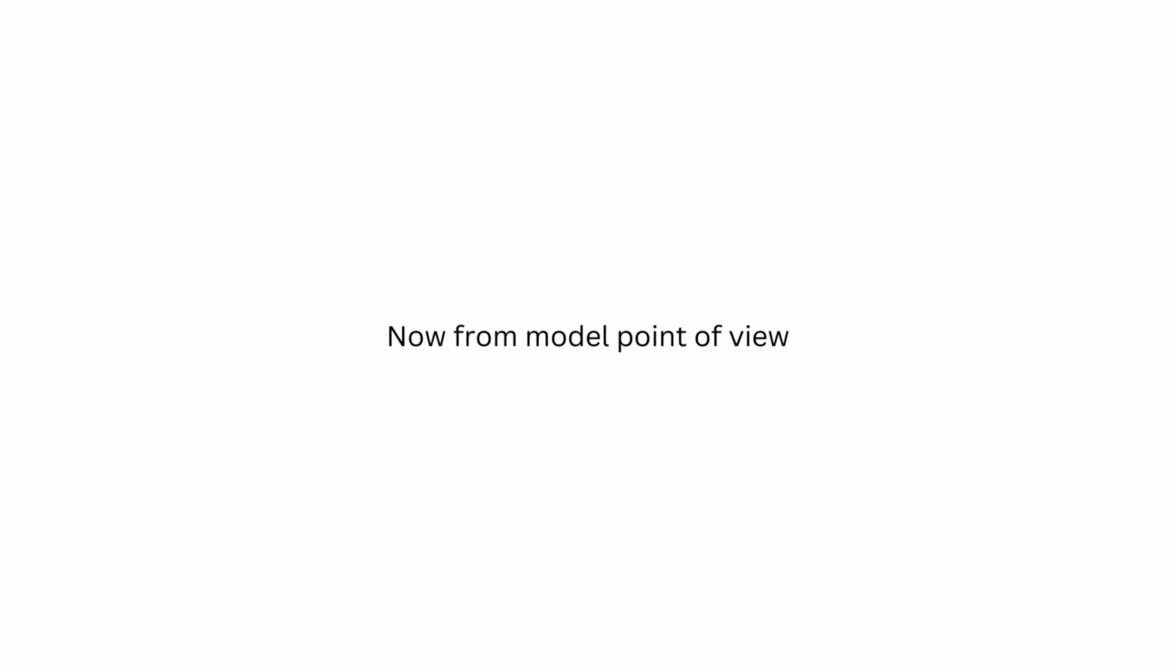Now let's see the model point of view. The model should be fast in predicting the output. The model should have a good accuracy rate. The model should not be overfitted. Overfitting is the term used for the model that performs well in predicting the output for the data it is trained on, but performs badly on test data that it has never seen before. Therefore, the model should not be overfitted.